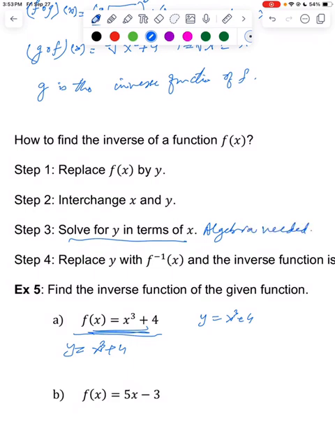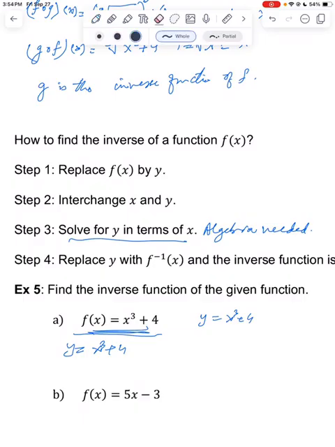This is the crucial step, which involves the algebra. Once we are done with this, there shouldn't be any y on the right hand side. On the right hand side, only numbers and the variable x. Then we replace the y by f inverse of x. So that's what our inverse function is. So let's try these examples.